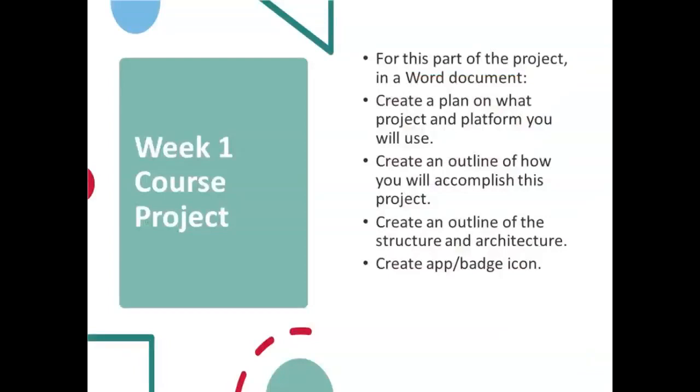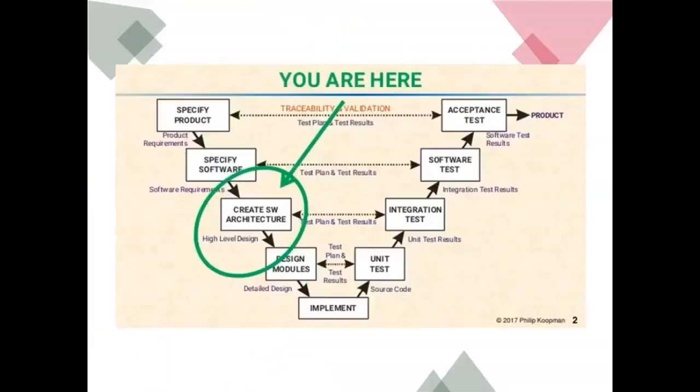Your outline is kind of like a schedule, a Gantt chart kind of thing. And then the outline of the structure and architecture. In other words, you can specify what languages, what systems, etc. you're going to use. So 1, 2, 3, 4, 5 things that you need to complete. No, sorry, 4 things you need to complete for the week 1 course project.